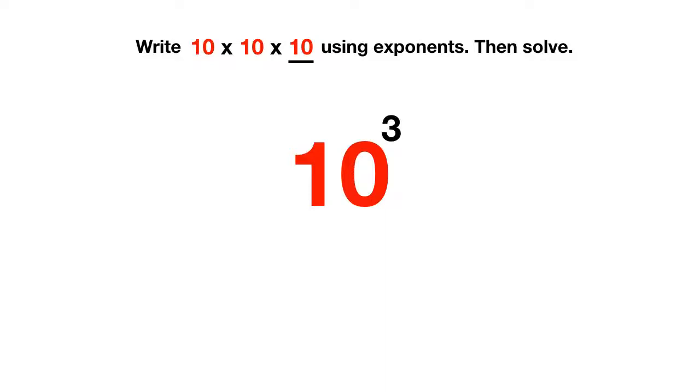How do we say this exponent? We say it as 10 to the power of 3, and it's equal to 10 times 10 times 10. When you solve this out, what does it equal? Well, 10 times 10 is 100, and 100 times 10 equals 1,000. 10 to the power of 3 equals 1,000.